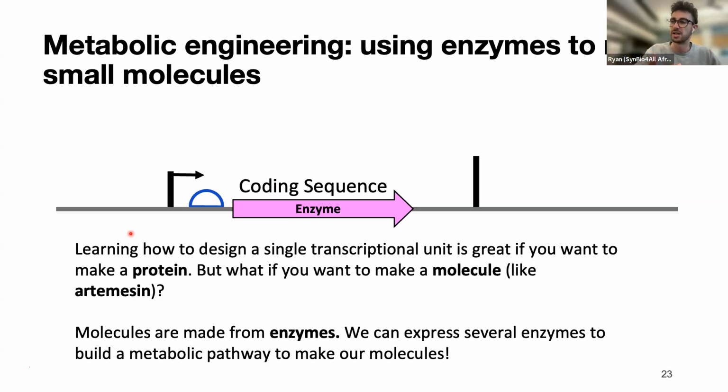But what if you're interested in making a molecule like artemisinin, which is the anti-malarial, another great synthetic biology success story? Molecules are made from different enzymes, and enzymes are a type of protein. These enzymes convert one molecule to a different molecule. And so you can string these together to build a metabolic pathway that can convert some starting molecule into something that's more valuable or more useful.